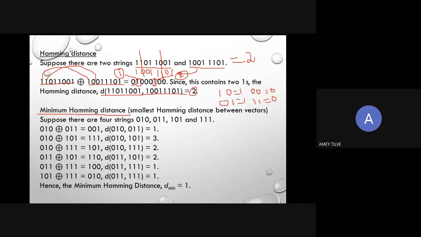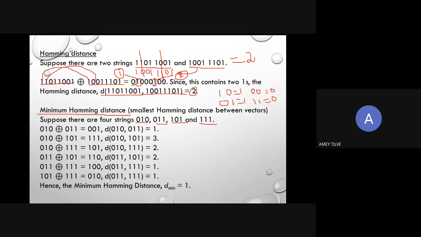Okay, so it's the smallest Hamming distance between the vectors. Now, for example, these vectors 1, 2, 3 and 4 are given to you. What I will do is XOR each and every vector with each other and find out the Hamming distance.